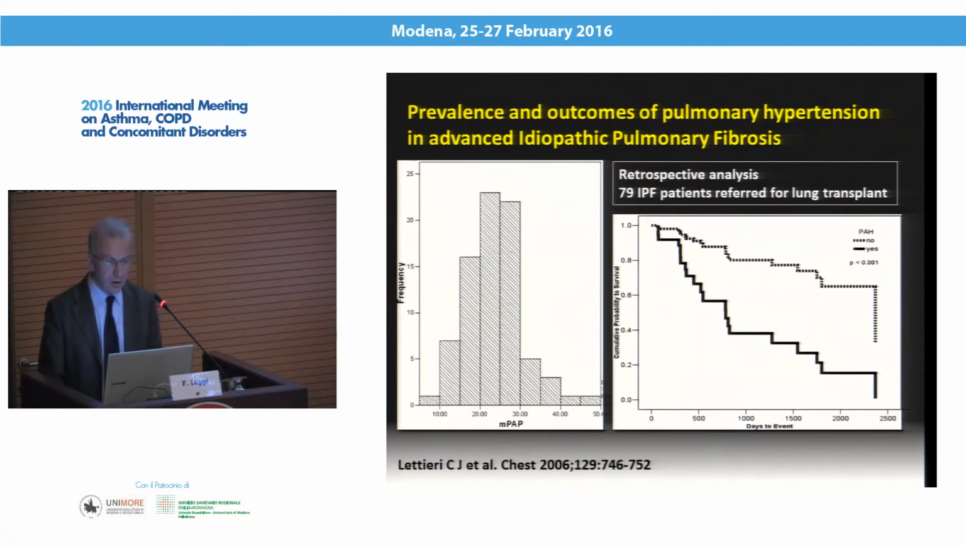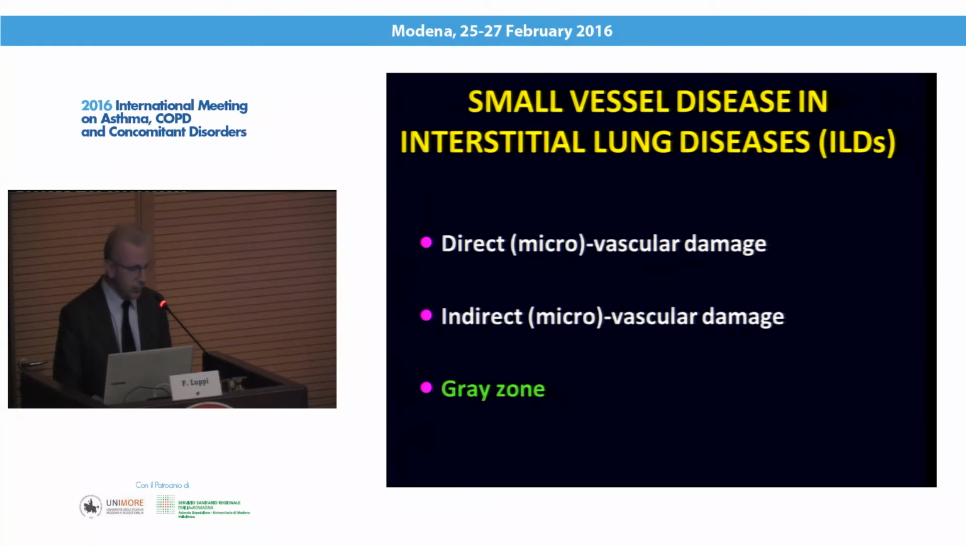Despite the retrospective nature of this study, there is no doubt that in a population of patients referred to lung transplantation, which means with advanced disease, there is a statistically significant difference in survival: patients without pulmonary hypertension have a better survival compared to patients with concomitant pulmonary hypertension, in whom the survival is significantly lower. And finally, just a few slides on the gray zone.